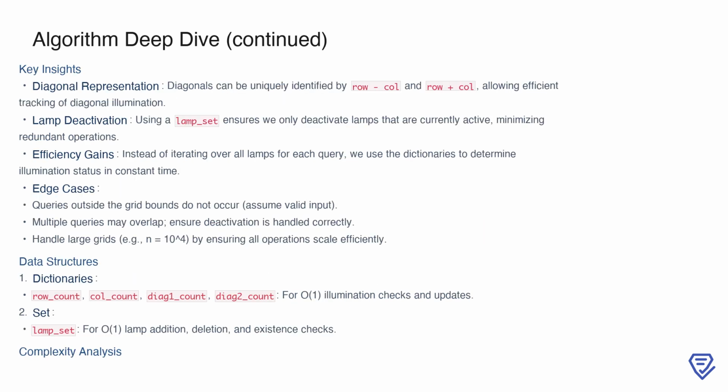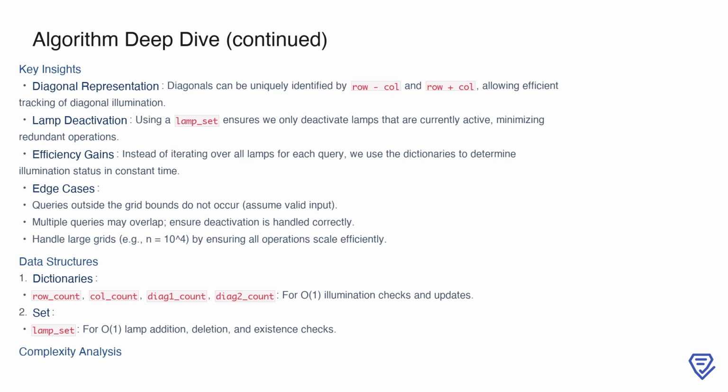Several key insights make this algorithm efficient. First, diagonals can be uniquely identified using the difference row minus col for positive slope diagonals and row plus col for negative slope diagonals. This allows us to track diagonal illumination without explicitly iterating over every cell.